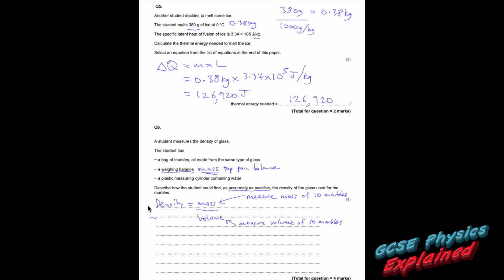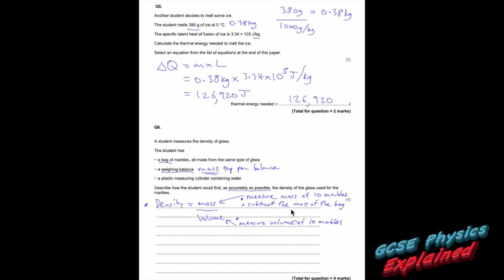Now, we'll get 1 mark for saying how to get the density. We'll get 1 mark for saying how to measure the mass of 10 marbles. And we'll get 1 mark for saying measure the volume of 10 marbles. We need to give a little bit of detail about either this or this. Now, it did say that the marbles were in a bag. So we could say subtract the bag.